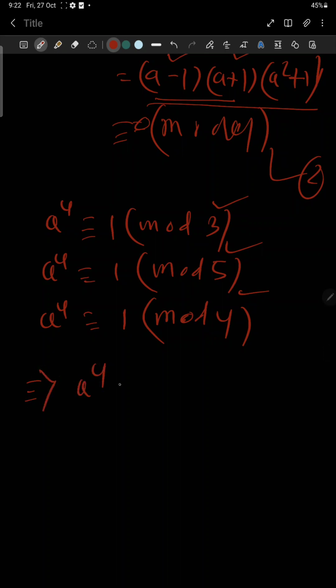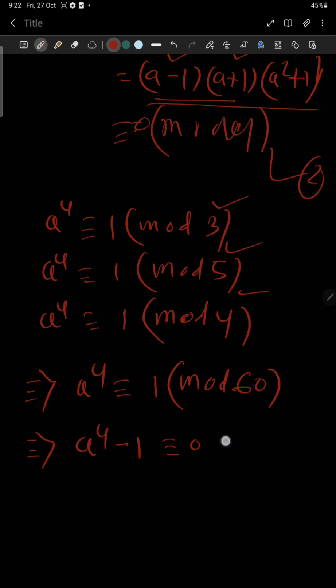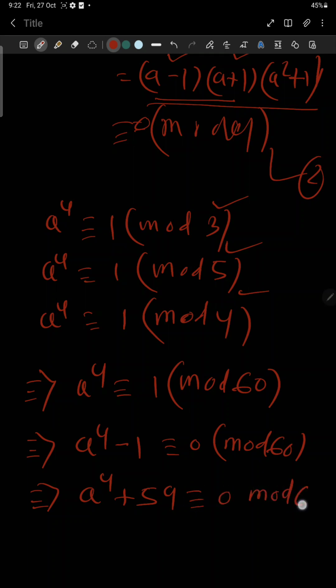This implies that a to the power 4 is congruent to 1 mod 60. This implies that a to the power 4 minus 1 is congruent to 0 mod 60, and minus 1 can be written as plus 59, so a to the power 4 plus 59 is congruent to 0 mod 60. This implies that 60 divides a to the power 4 plus 59.